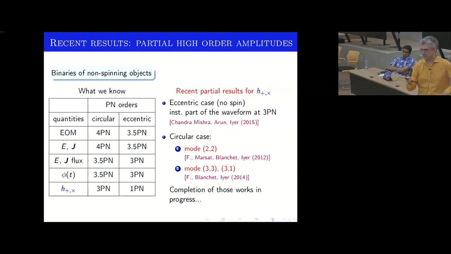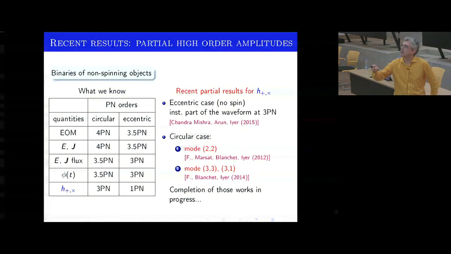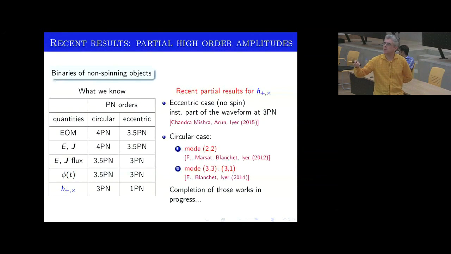I think the pointer starts to become a bit weak. Okay. So here you can see also that some modes at 3.5 PN have been recently computed. 3.5 PN, I remind you, is 1 over c^7. So (2,2), for instance, which is the dominant mode, but also (3,3) and (3,1). So the completion of those works is in progress. In particular, we are computing the mode (2,1), which is a difficult computation.